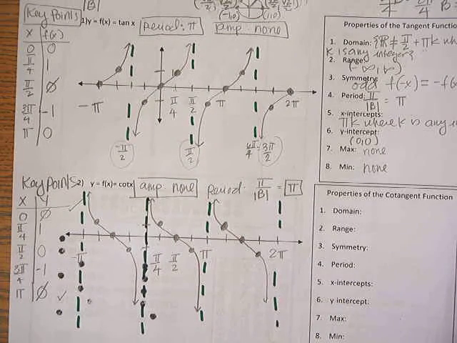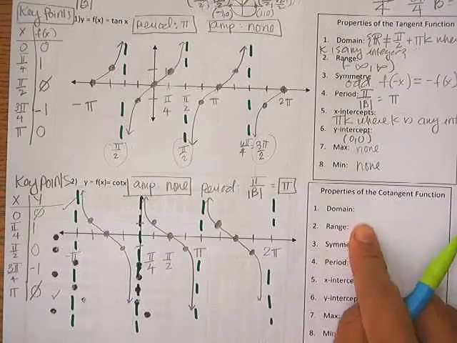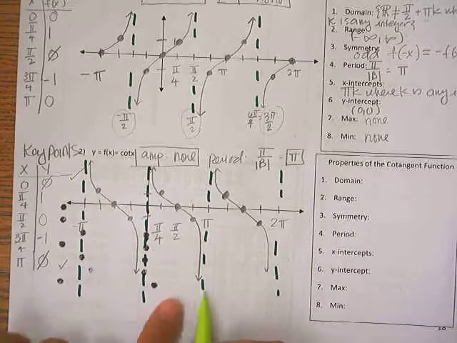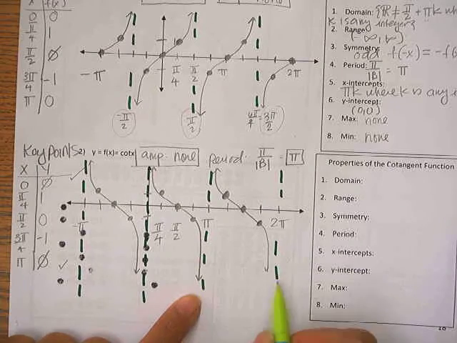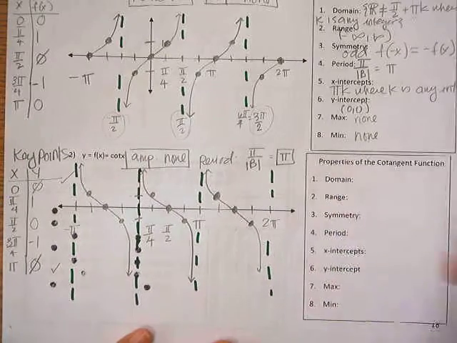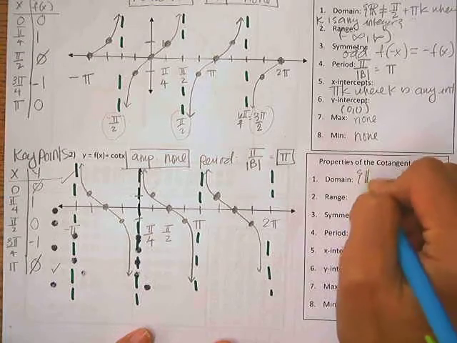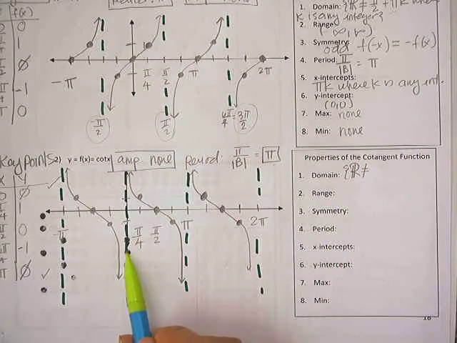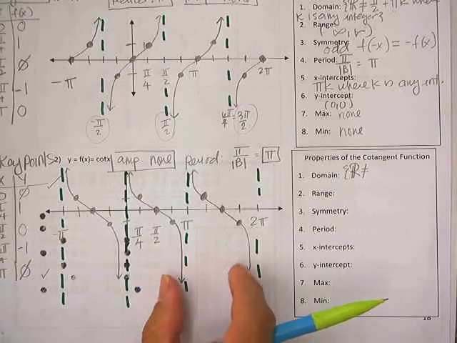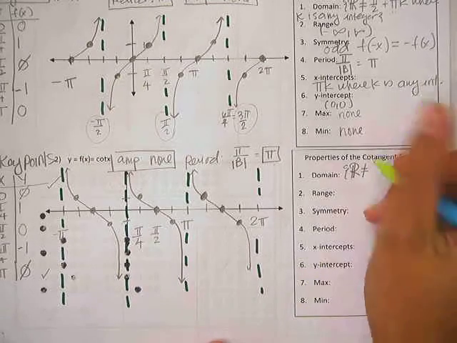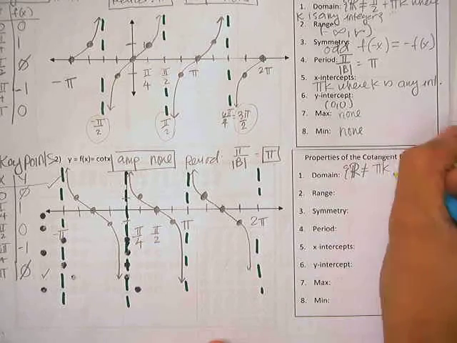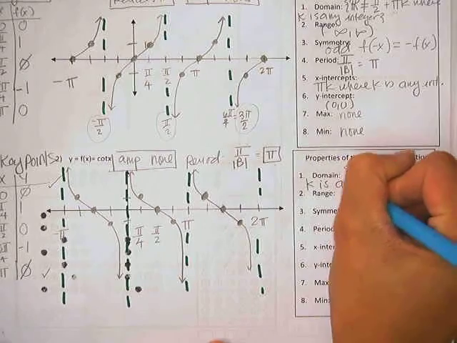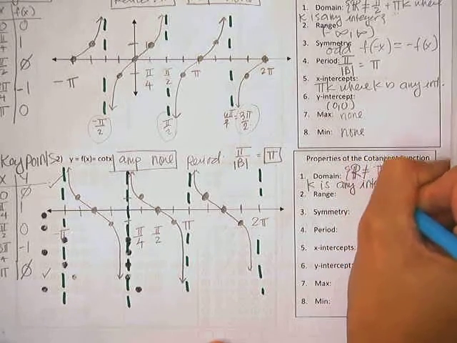Okay. The domain for cotangent. Looks like we are excluding when x is 0. Okay. We are excluding when x is pi, and then 2 pi, and so on. So the domain is going to be all real numbers, not including 0, pi, 2 pi. Looks like we are adding a pi every time, so we're going to say pi k, where k is any integer that you would like to put in.